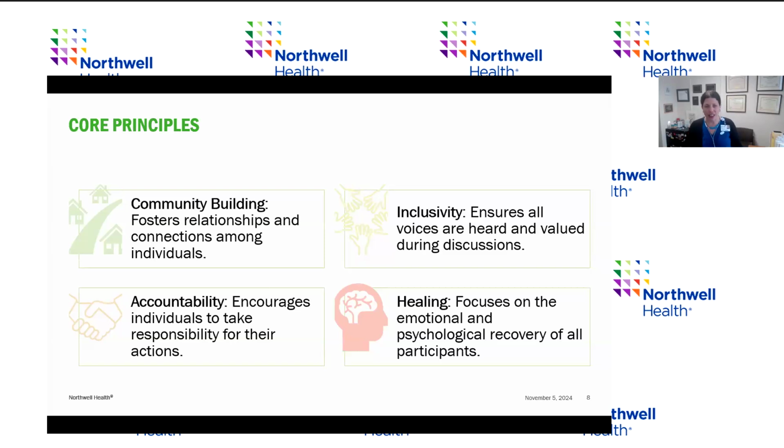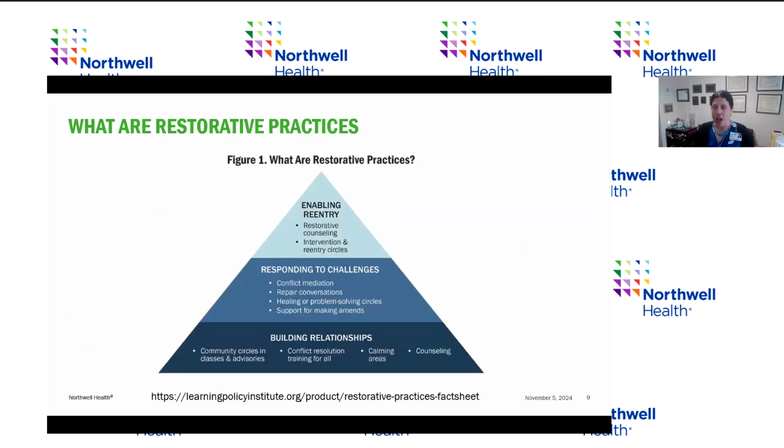Accountability: encouraging individuals to take responsibility for their actions, to understand the impact of those actions and how they can repair. And of course, healing: focusing on the emotional and psychological recovery of, again, not just the victim, but of all participants in our practices.